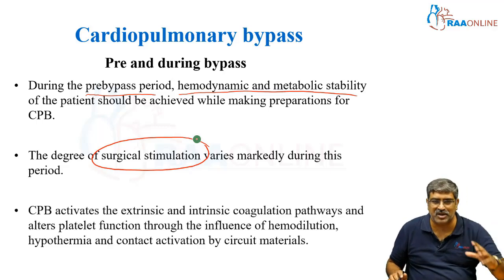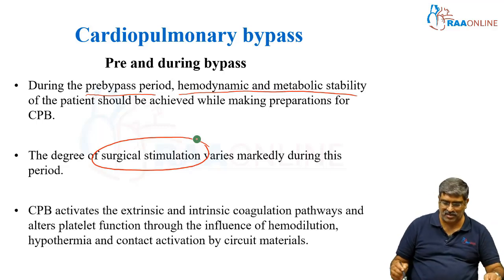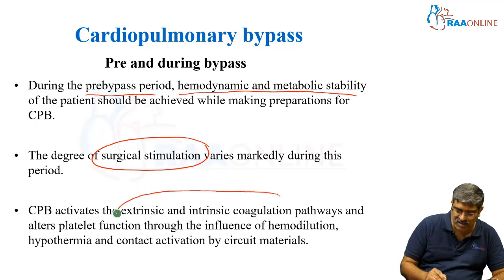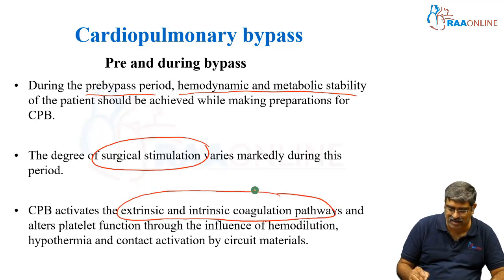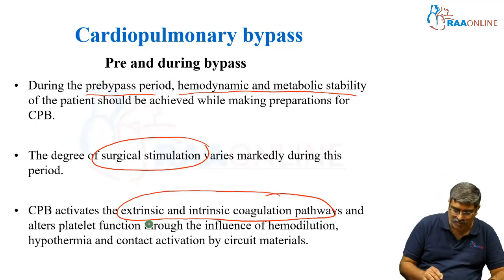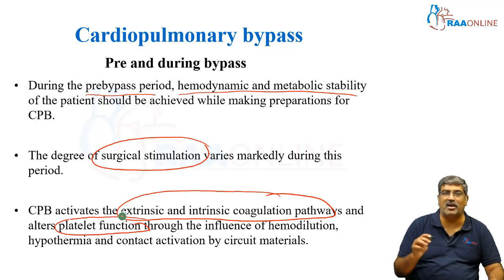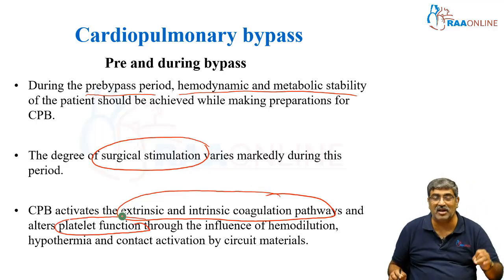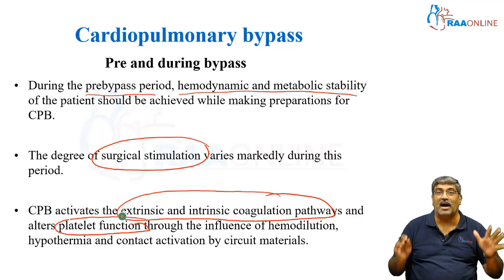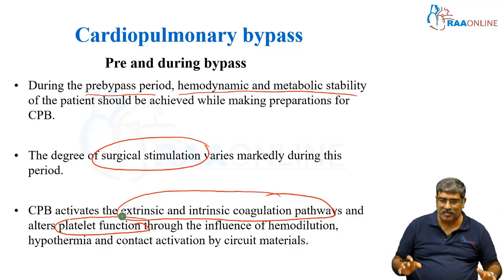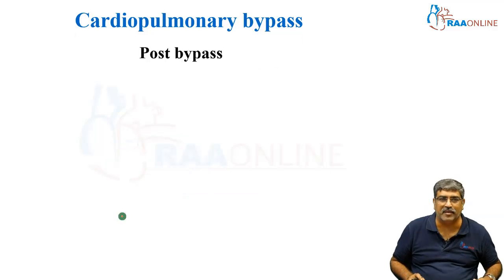But once the patient goes into cardiopulmonary bypass, there is going to be activation of the extrinsic and intrinsic coagulation pathway. Your platelet function is going to be altered, and there is hemodilution, hypothermia and contact activation by the circuit material.